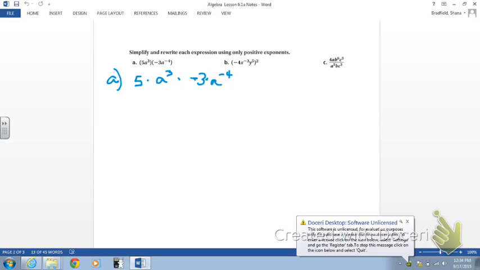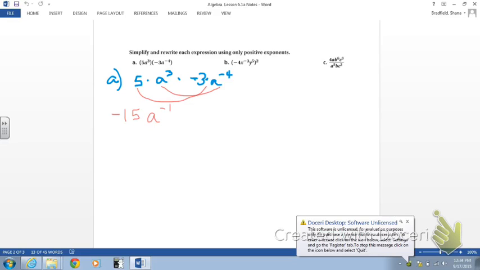So I'm going to multiply my numbers together. 5 times negative 3 is negative 15. And then I have the a's there that have like bases. I'm going to put those together. When you multiply like bases, you add the exponents. So that's going to be a to the 3 plus negative 4, which is negative 1.